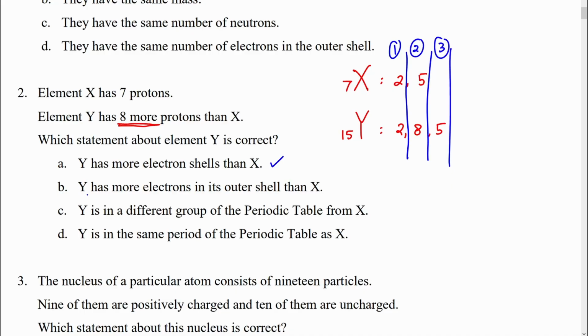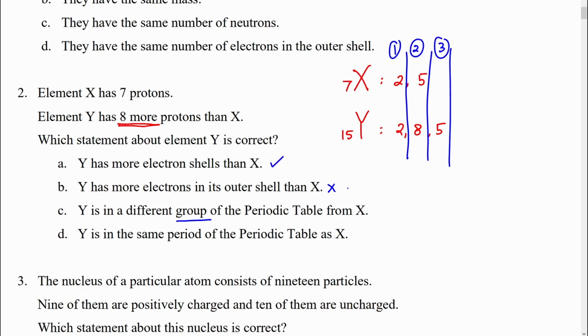Next, option B, Y has more electrons in its outer shell than X. Do you think so? Element X has 5 electrons in its outer shell while element Y also has 5 electrons. So this statement is wrong because they have the same number of electrons in their outer shell. Next, Y is in a different group of the periodic table from X. Different group, nope, they have the same group. Why? Because they have the same number of valence electrons. So that means they are in the same group, which is group 5. So this statement is also wrong.